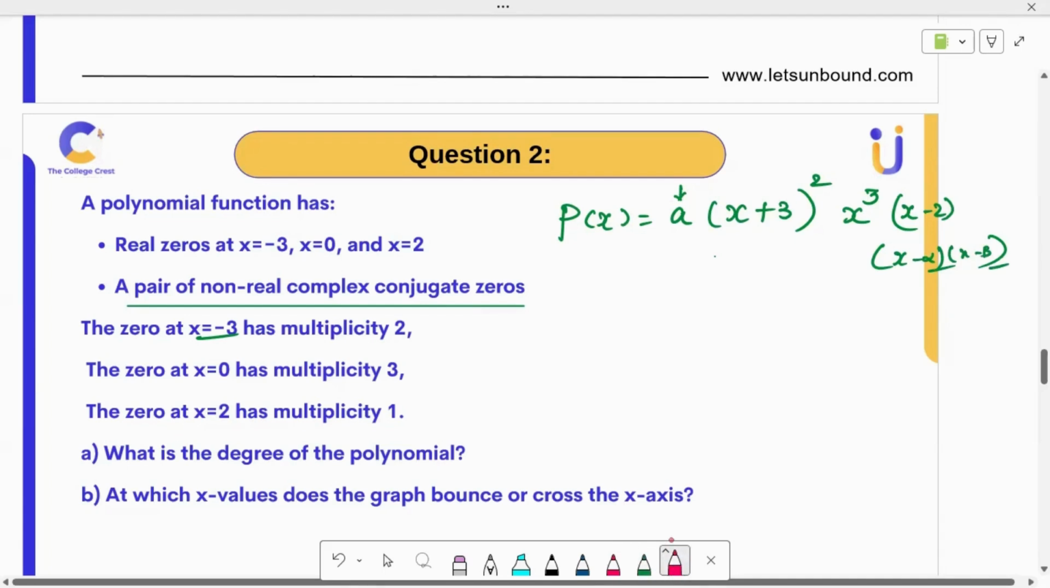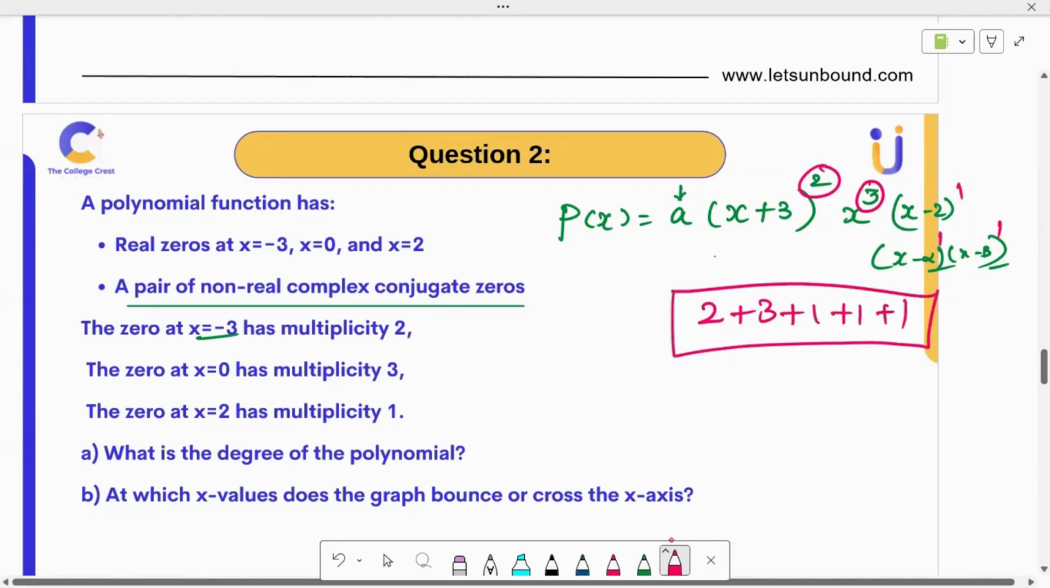Right, so what is the degree of the polynomial? For the degree of the polynomial, you just add up all the exponents: 2 plus 3, this has 1, and then this has 1, this has 1. So if you add up everything, you will get the degree. So 2 plus 3 is 5, 5 plus 3 is 8. 8 is the degree of the polynomial.